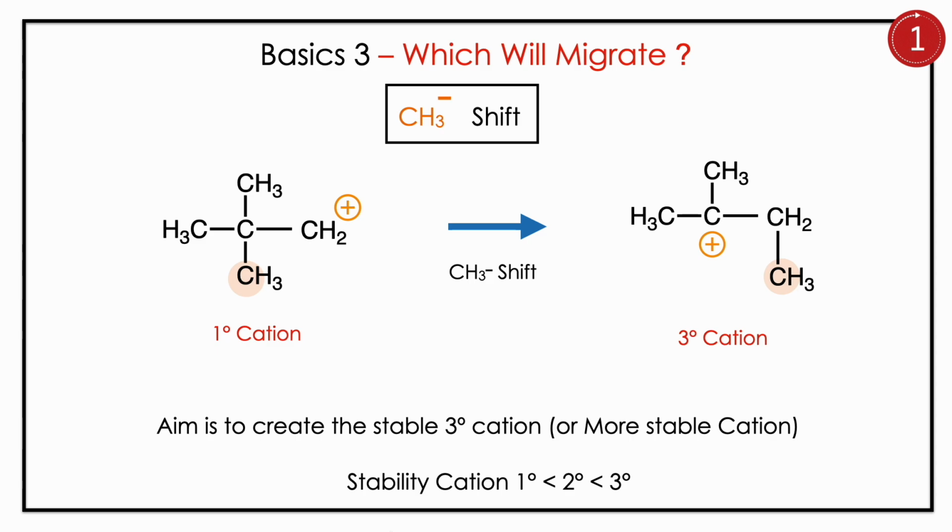Then the basics 3, methyl shift. Methyl also can shift and create a better cation. Here the starting material is a primary cation. Once the methyl shift happens, you have a tertiary cation. This is a typical Wagner-Meerwein rearrangement, going from primary cation to tertiary cation.